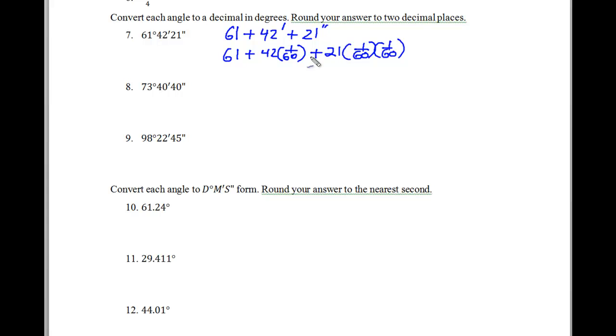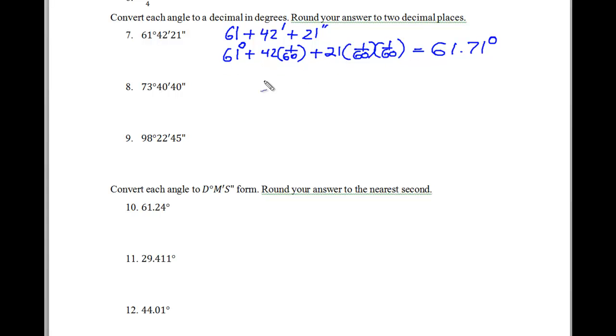If I do all this correctly and type this in accurately, I now have 61 degrees. Since there are 60 minutes in a degree, this is going to convert that. And since there are 60 seconds in a minute, this will convert all this up to degrees, which will give us a decimal in degrees of 61.71 degrees.